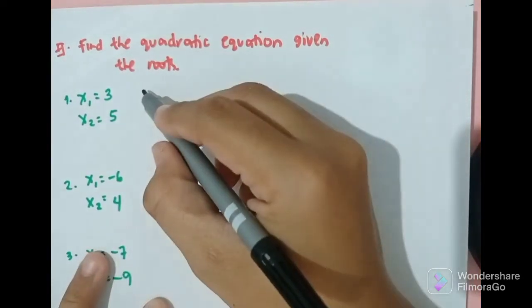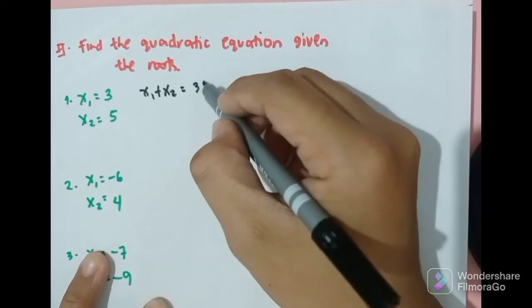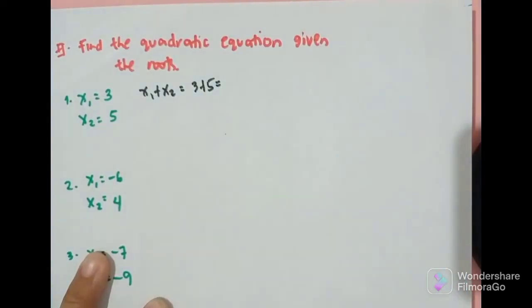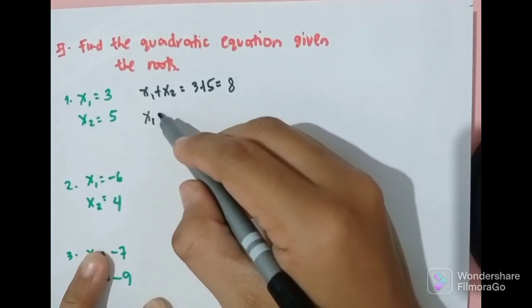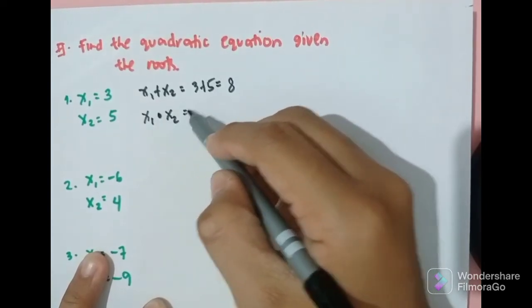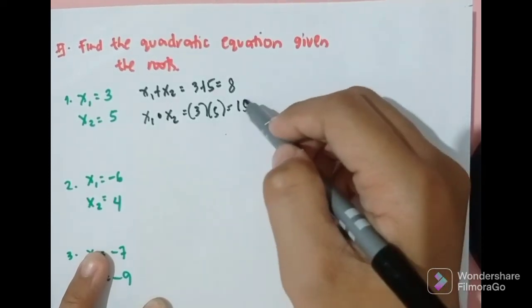Okay, so get the sum. So, x sub 1 plus x sub 2. So, that is 3 plus 5. This is equal to 8. So, pangalawa, x sub 1 times x sub 2 or 3 times 5. 3 times 5, that is 15.